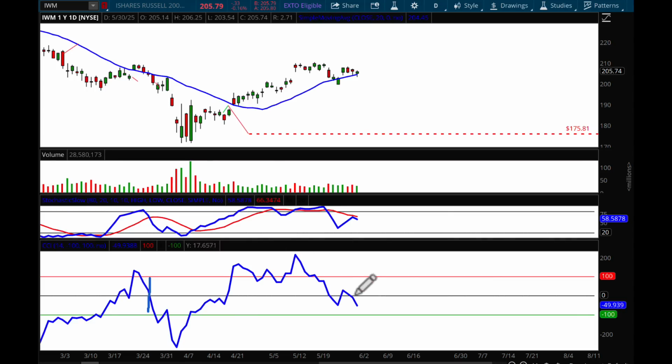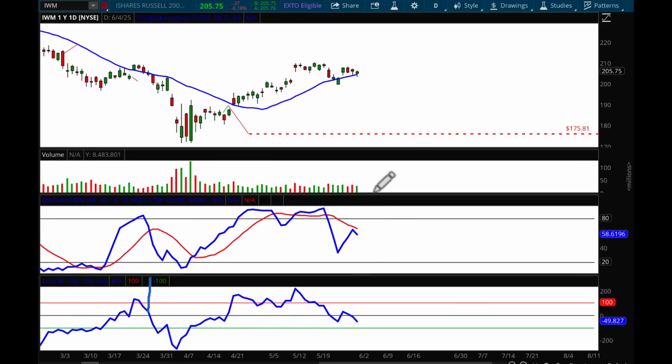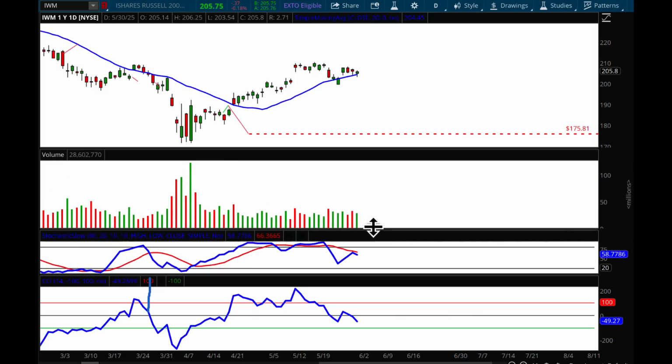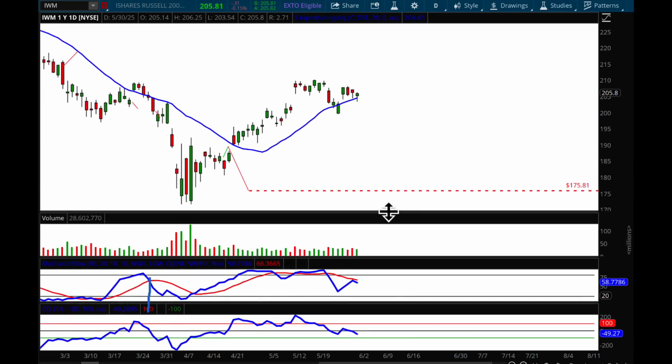So now that it's crossing below the zero line, I'm expecting 2 to 4 days of downward momentum, again, in the direction of that cross. So we're really not that far away from this support level.